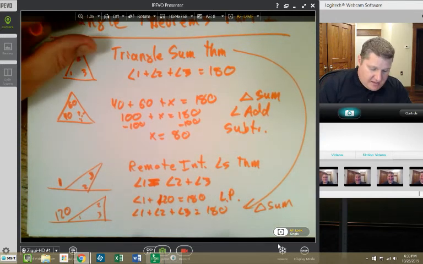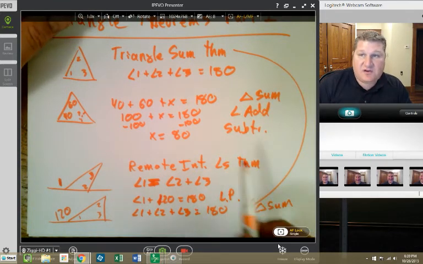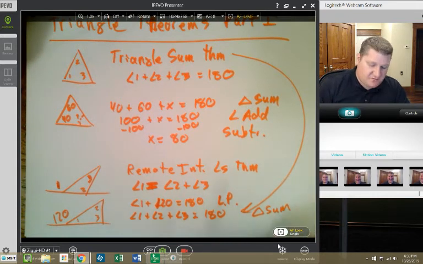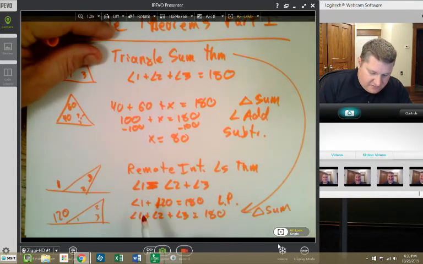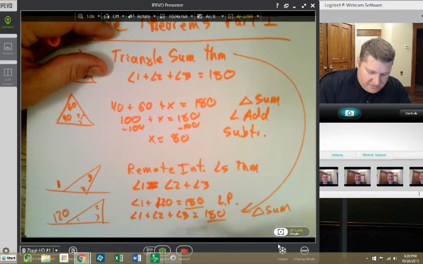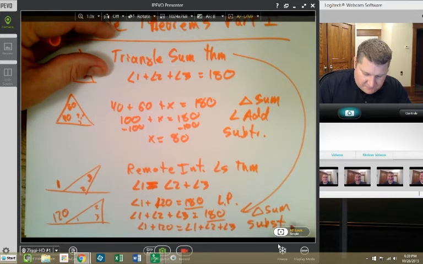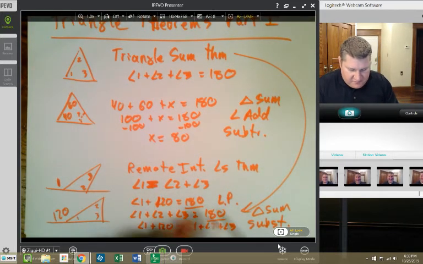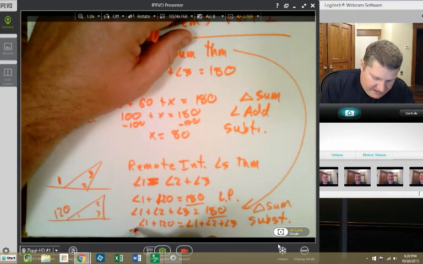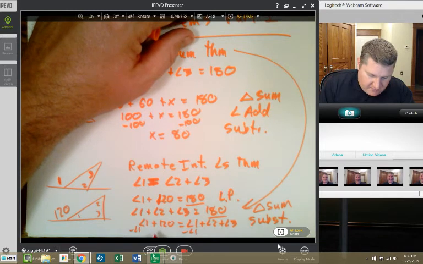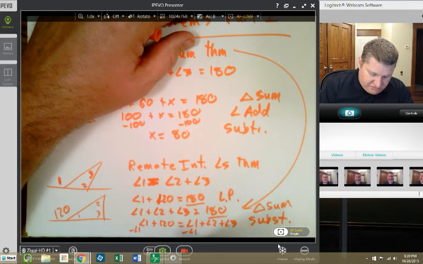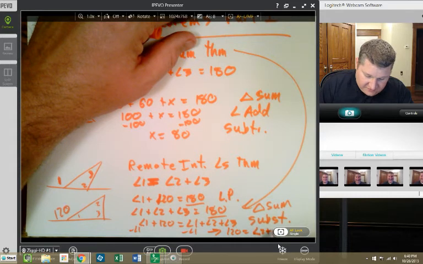And what we'll find is this remote interior angles theorem is actually a corollary to the triangle sum. A corollary is another theorem that is based off a previous theorem. Now, in our case, we have that 1 plus 120 equals 180 and 1 plus 2 plus 3 equals 180. So if they both equal 180, I can simply say angle 1 plus 120 equals angle 1 plus angle 2 plus angle 3 by substitution. By taking this piece and this piece, because they're both equal to 180, I could subtract angle 1, and now I'm left with 120 equals angle 2 plus angle 3.